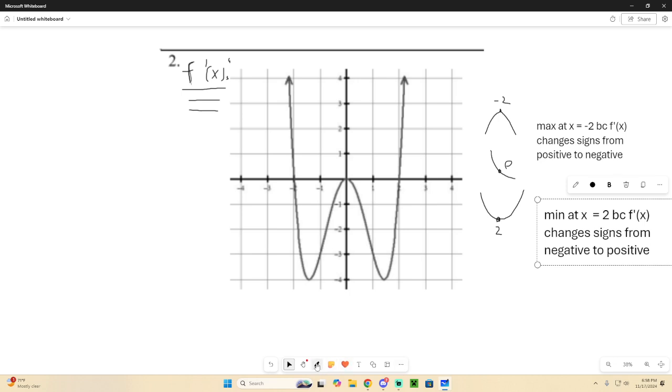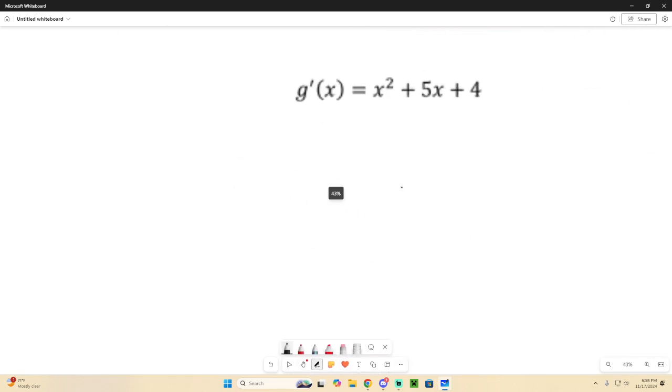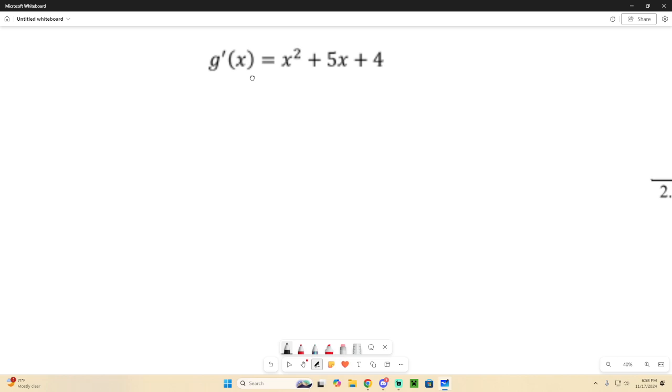So now that we've understood it with graphs, let's start going to functions. Now this one's already a little bit easier because it's given as our derivative, so we don't need to find the derivative. First, let's find our critical points. So we just set this equal to 0 because it can't be undefined. So x squared plus 5x plus 4 equals 0. We can go ahead and factor this into 4 and 1. So x plus 4, and then x plus 1.